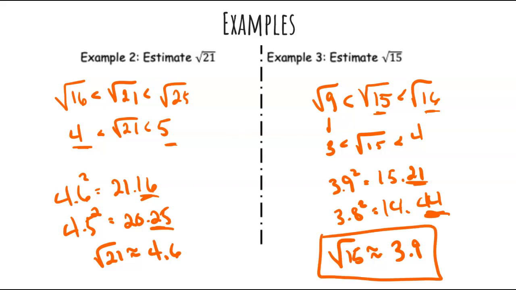This is a rough estimation. It is not an exact answer for these square roots. Since they're irrational, they don't have a perfect answer. They have a decimal that continues on infinitely, so all we can do is get as close as we can to give us a pretty accurate estimate for those numbers. I hope this makes a little bit of sense. As you do them, they get much, much easier.